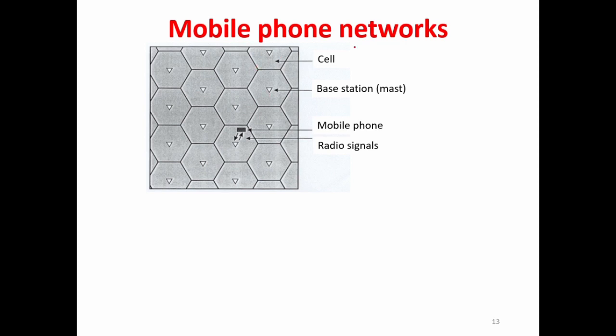This is a hexagon. But in each cell, we have a triangle, and this triangle is the base station. This base station corresponds to the cell, right? For the number of cells, we have these base stations. And suppose this is the mobile device. Once we want to make a call or send a message, this mobile phone tries to connect to the base station of the cell. And now, based on this base station, some communication happens.